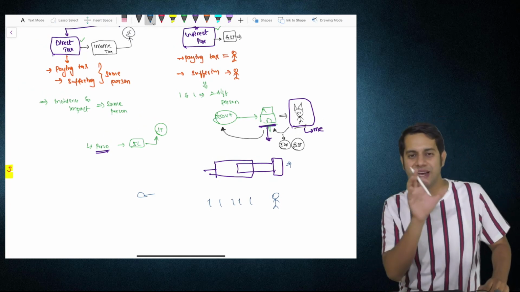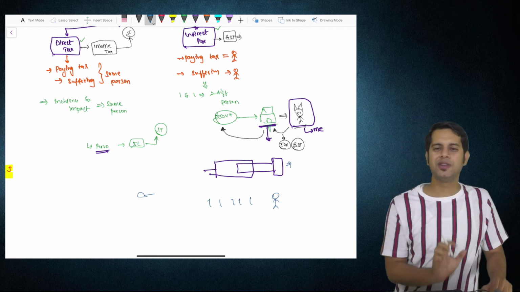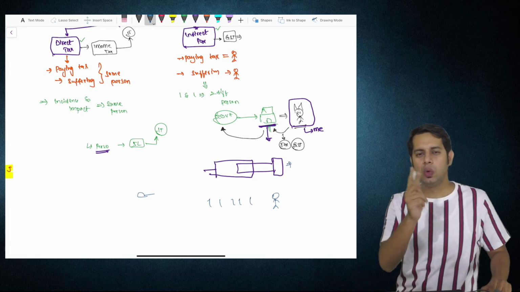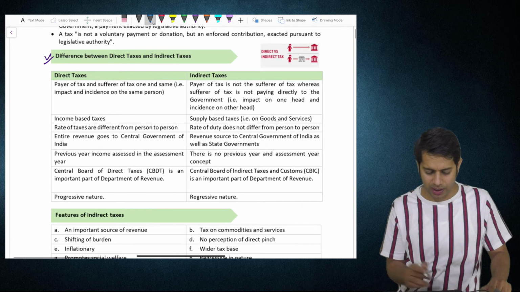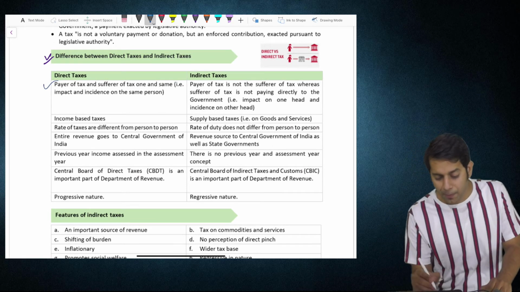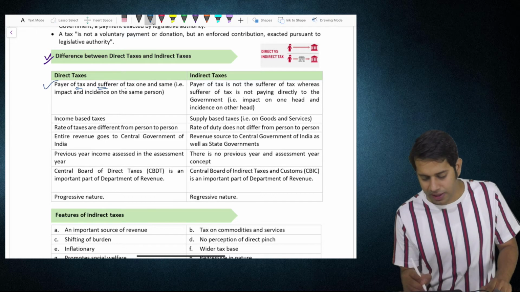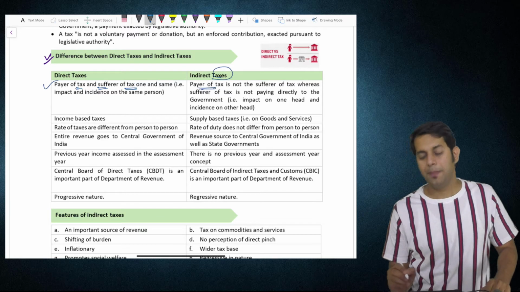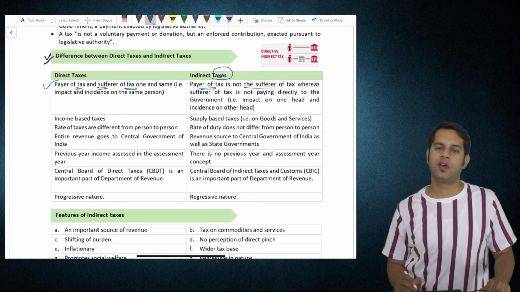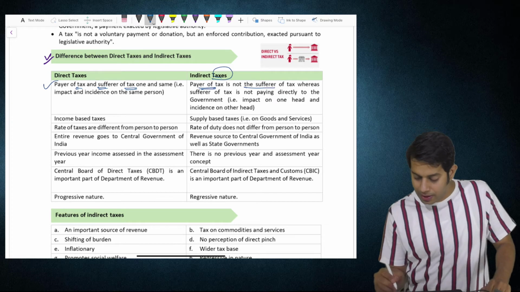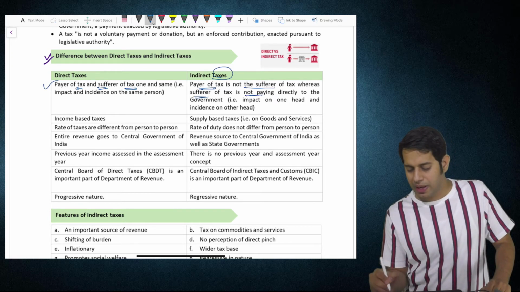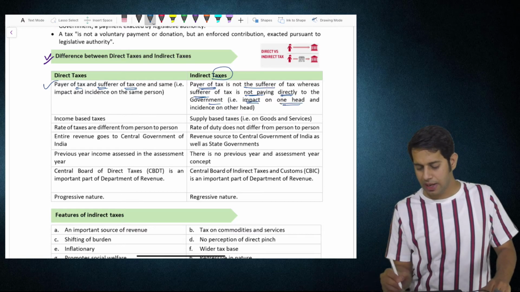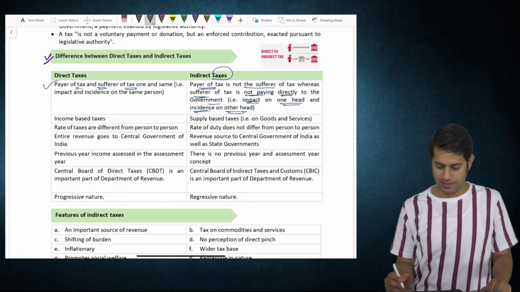Okay, I hope you have understood what is direct tax. In direct tax, the person who is paying and the person who is suffering the payment is the same person, whereas in indirect taxes, the incidence and impact are on two different persons. So what do you mean by direct tax? The payer of the tax and the sufferer of the tax is one and the same. Whereas in case of indirect taxes, the payer of the tax is not the sufferer of the tax. The sufferer of the tax is not paying the tax directly to the government. Here, the impact is on one person and the incidence is on another person.